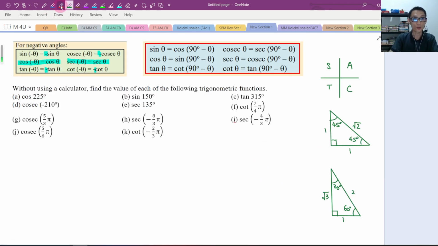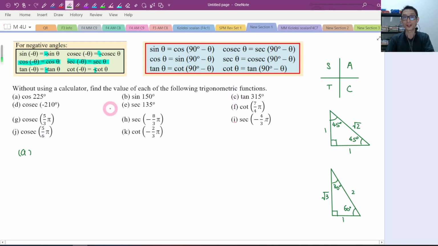Okay, this is the last question that I want to discuss with you in this video. Without using a calculator, find the value of each of the following trigonometric functions. Without using a calculator means that this will involve a special angle, 45 degree, 30 degree, 60 degree, so we can use this triangle to help us to get the answer.